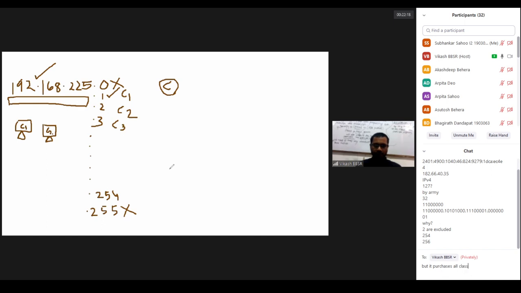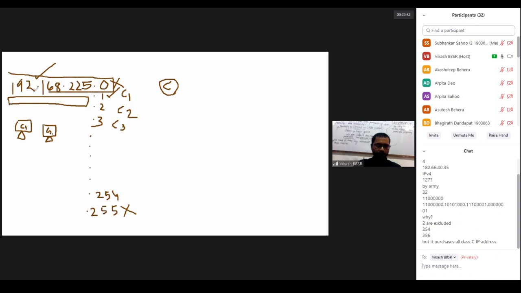Suppose in an organization 300 computers are there. No, only one class C IP address. Already I have told you this one is a class C IP address. This is subdivided. This is the net address, and all these are subnets. Remember, all these are subnets.